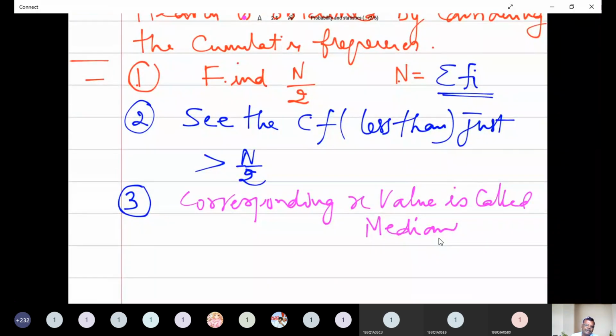And now let us see an example related to that. First we have to find n by 2. Second, we have to form the cumulative frequencies of less than type and find the one just greater than n by 2. Then the corresponding x value is called the median of the frequency distribution. Now let us see one example related to this.